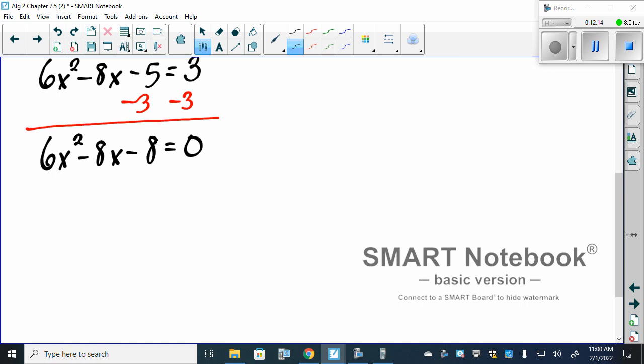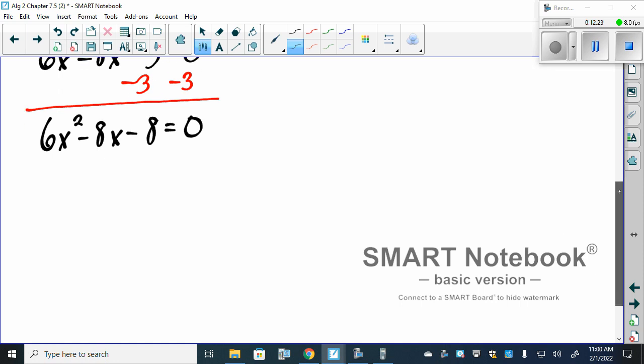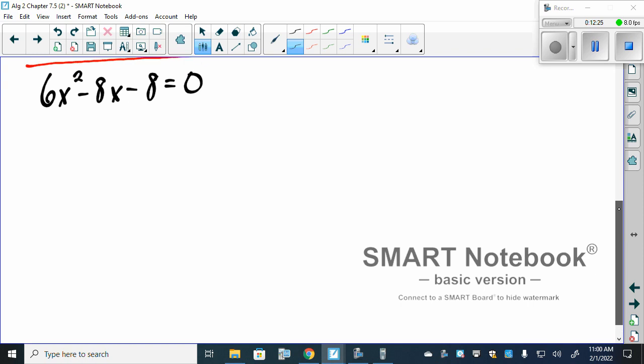Okay, now at this point here we can solve it by the quadratic formula or we can factor it. Which one do y'all want to do? Factoring? Now if we factor it, the first thing we need to look for is a greatest common factor, 2.